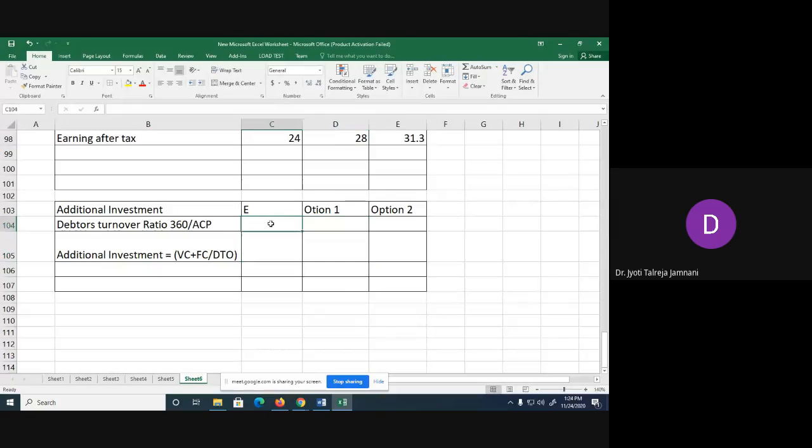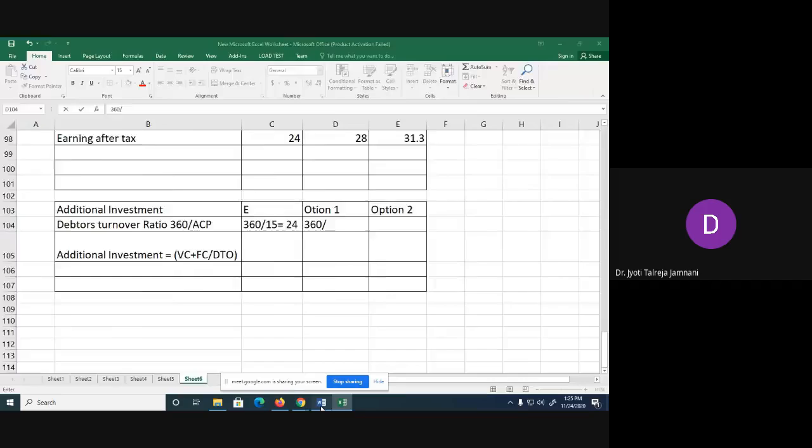The formula for debtors turnover ratio is 360 divided by average collection period. So 360 divided by 15 days. The average collection period in the first case is half month or 15 days. 360 divided by 15, you get 24 times.